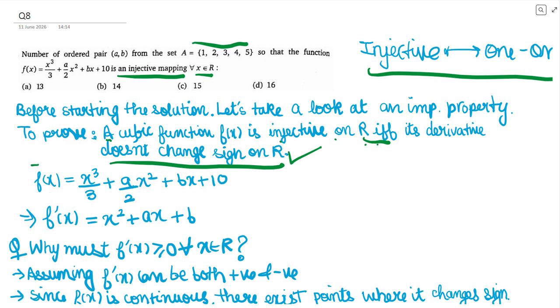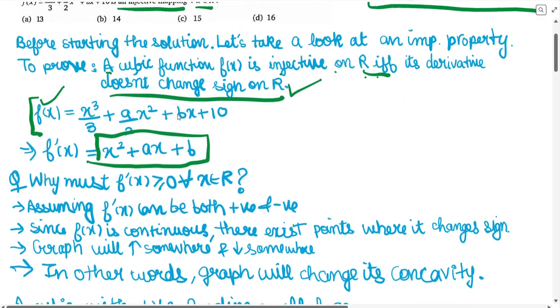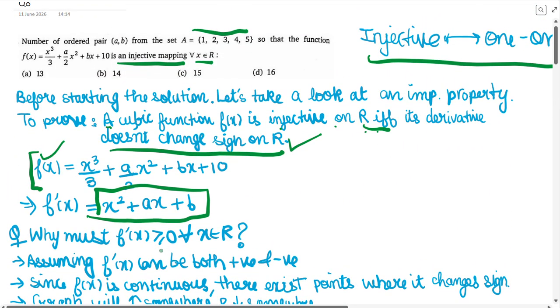We can take any arbitrary cubic function, but we are going to take the one given in the question for simplicity of understanding. So we'll first find the derivative of this function. It comes out to be x squared plus ax plus b. Now one can ask why f'(x) is greater than or equal to 0 for all x belonging to R. Why are we saying that its derivative must be greater than or equal to 0 for all possible values of x in R?